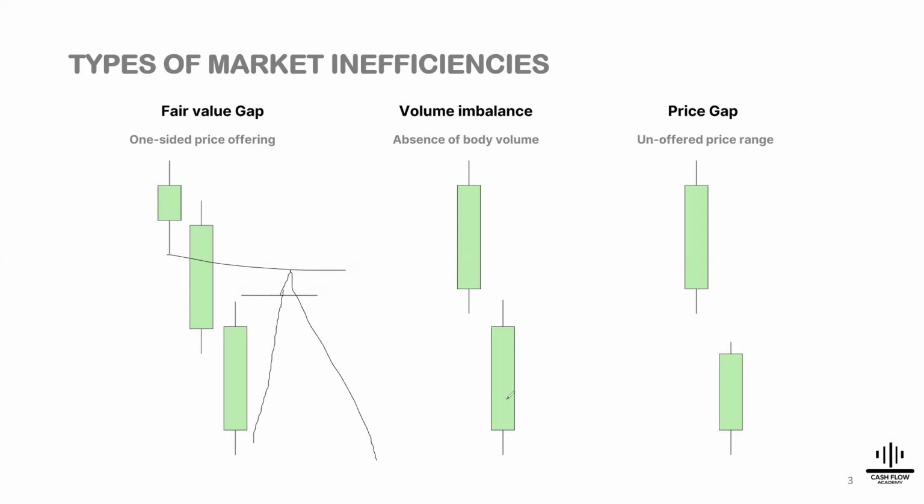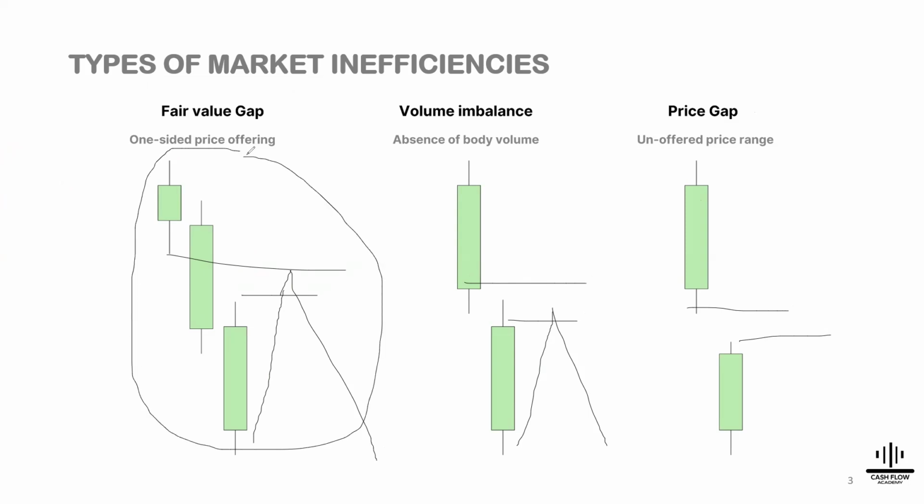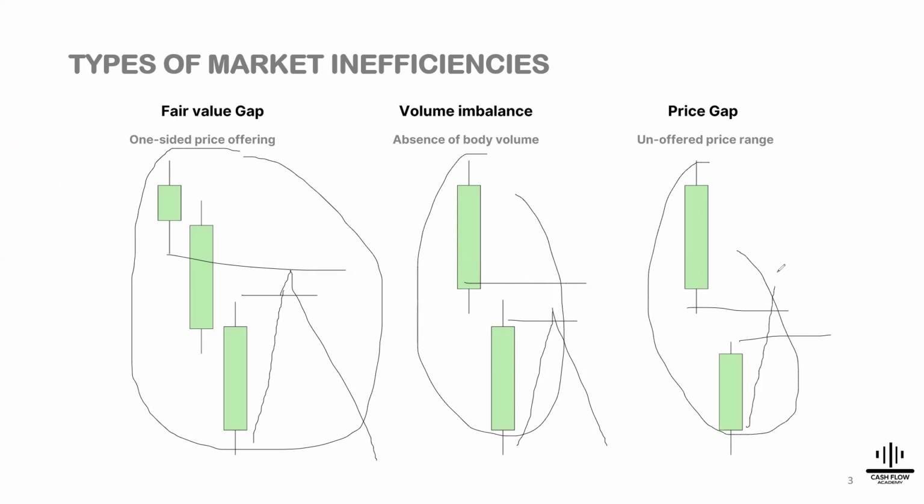continuing the trend. We also expect the same thing here for volume imbalance. We expect price to go back to this area of inefficiency before continuing going lower, and the same thing here. But there is a difference between the three. The fair value gap is the strongest, but the volume imbalance and price gap, you usually see price trade through it up and down and still find support or resistance with this area.